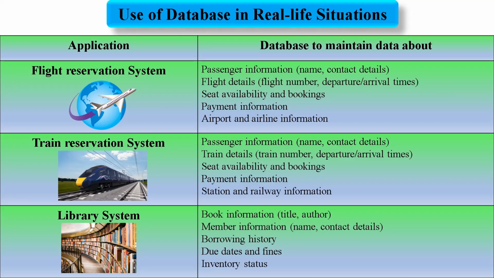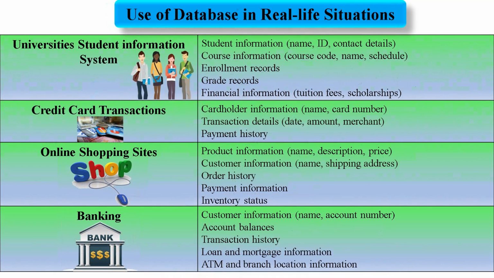Library system: book information, title, author, member information, name, contact details, borrowing history, due dates and fines, inventory status. University's student information system: student information, name, ID, contact details, course information, course code, name, schedule, enrollment records, grade records, financial information, tuition fees, scholarships.